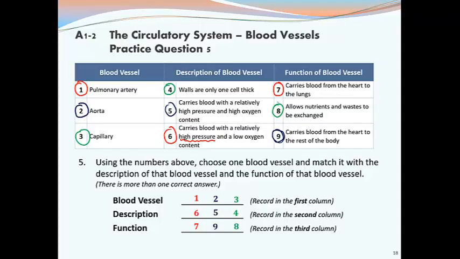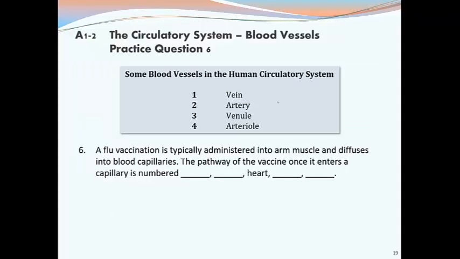So that chart previous to that is a very valuable chart for you to study, because these questions do show up on your diploma. Question 6: A flu vaccination is typically administered into the arm muscle and diffuses into blood capillaries. The pathway of the vaccine, once it enters a capillary, is numbered what? So you've got to remember, it's been injected into the muscles, the capillaries.